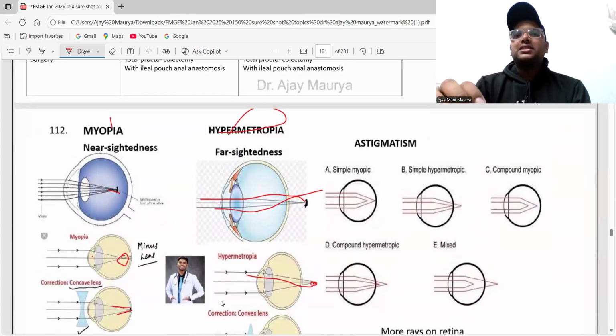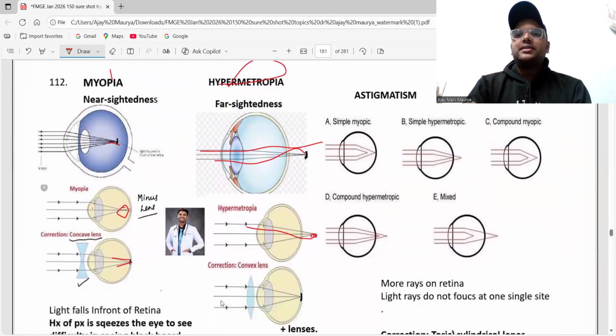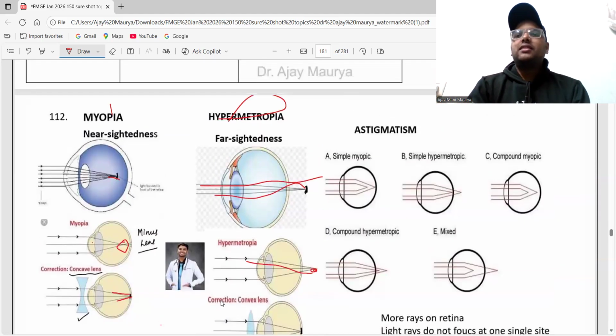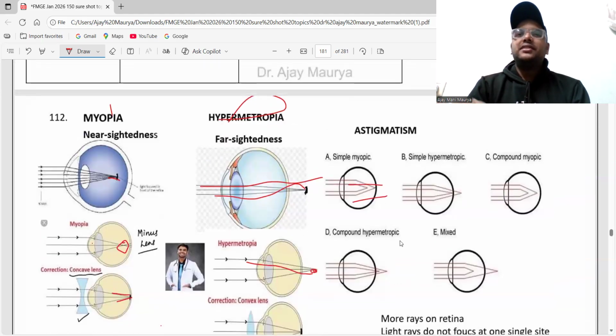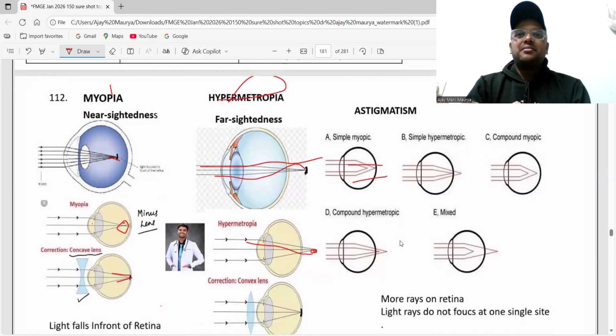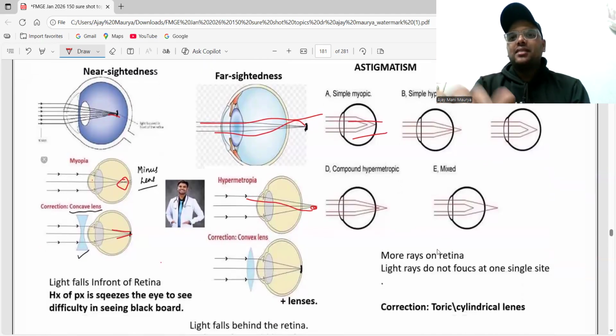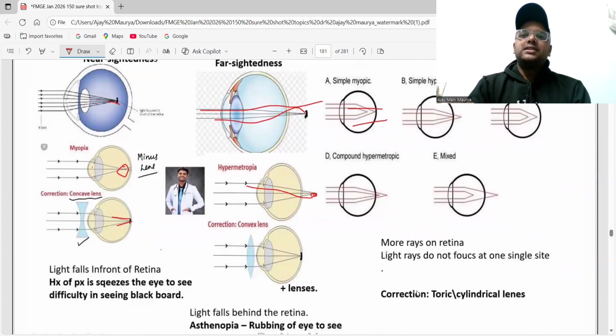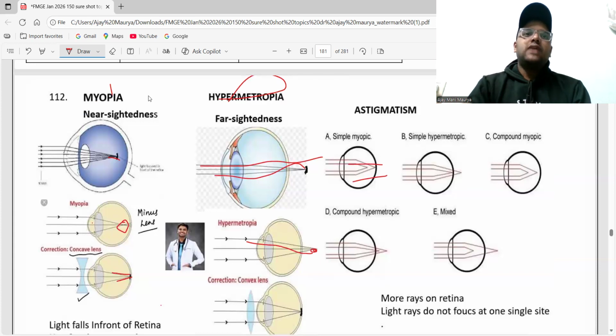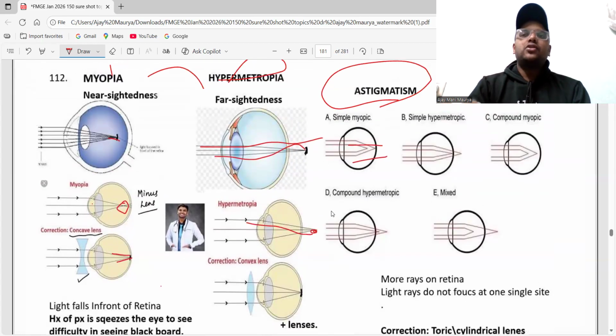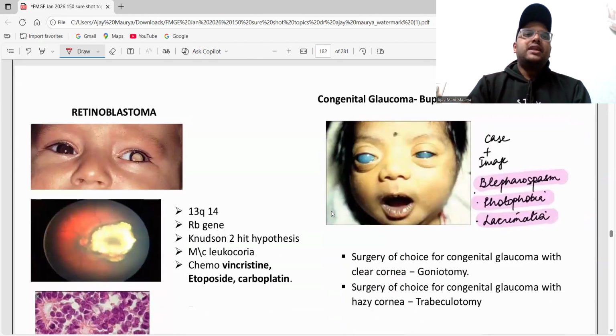Next one, astigmatism. In astigmatism, many rays are coming onto the retina. Light rays do not focus at one single point. We have to use toric cylindrical lenses. So if you know these two, this is going to be very easy. Okay, you have to rule out this, the retinoblastoma.